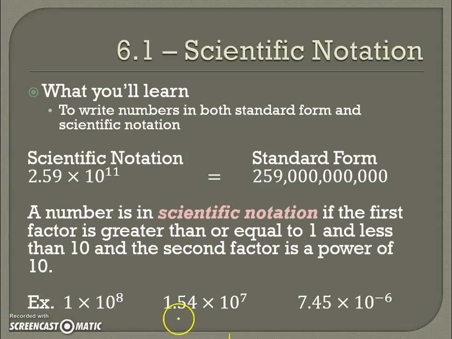So here's an example. This is 1.54. That must be that way. This is 7.45. That's fine. If you had something like 12.3 times, I don't know, 10 to the 4th, that is not in scientific notation, because that's 12.3. It'd have to be 1.23 times 10 to the 5th. And we'll look at moving those things around a little bit later.